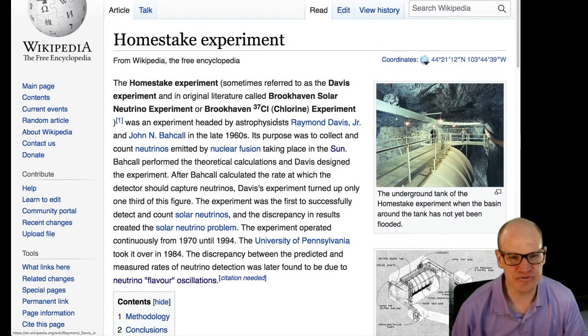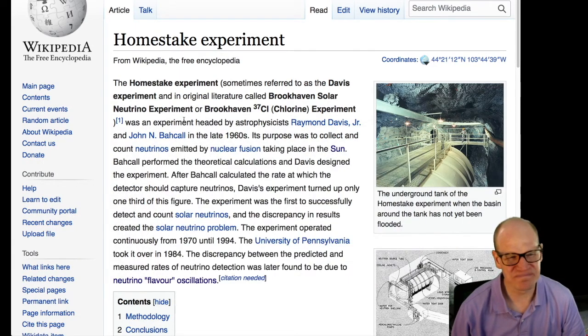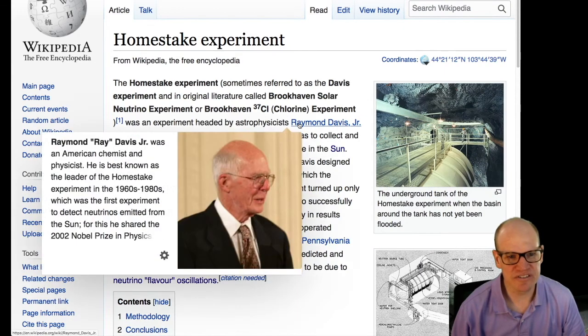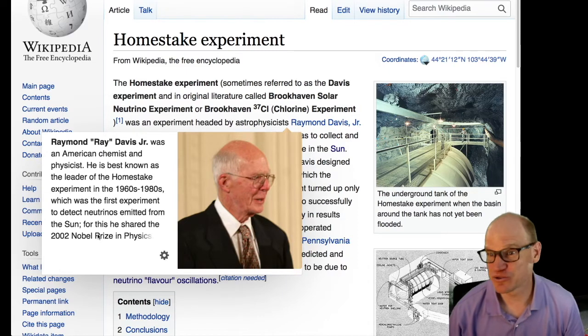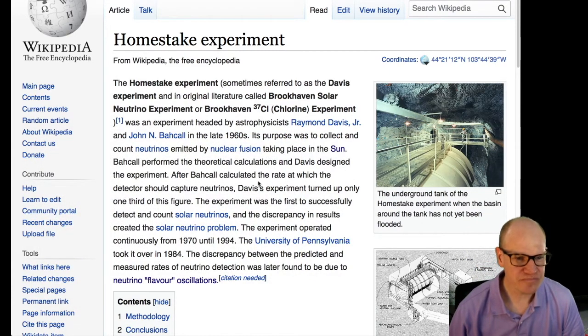And so astrophysicists Ray Davis and John Bahcall. John Bahcall was at Princeton. He's no longer at Princeton. He passed away about 15 years ago. Ray Davis was awarded the Nobel Prize in 2002 because it turns out he was right, even though people thought he was wrong for several decades.